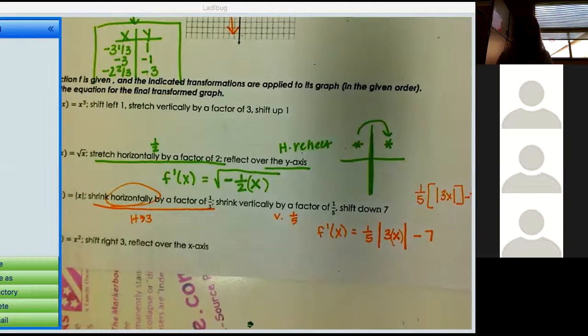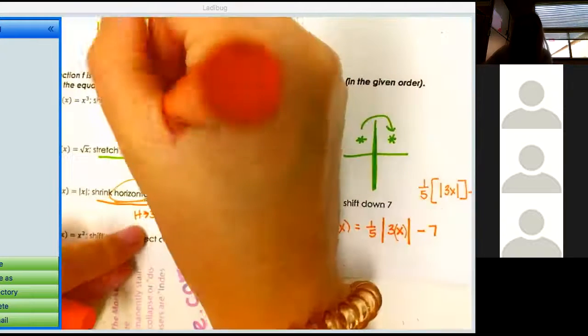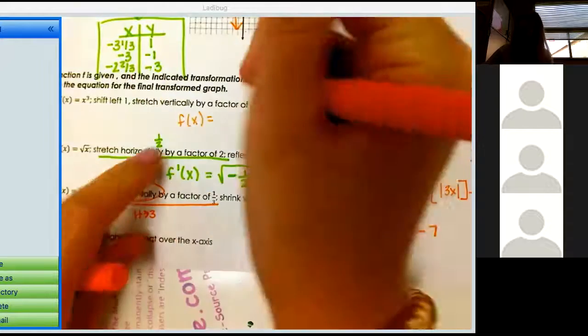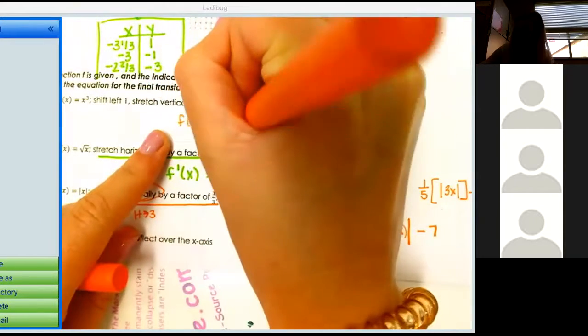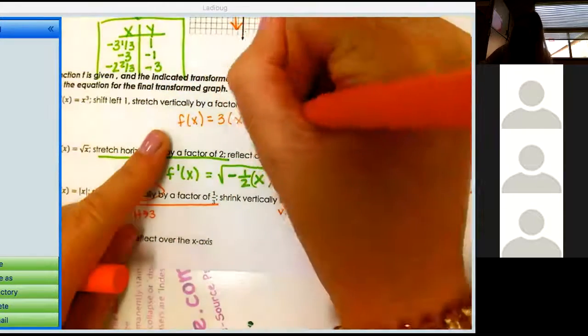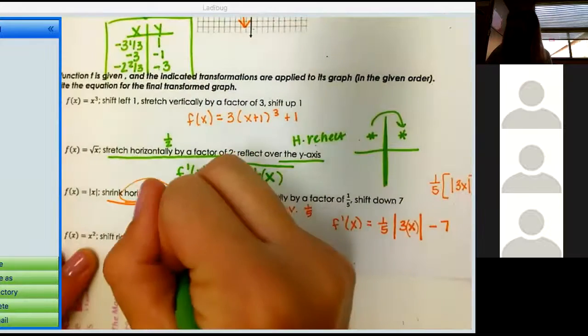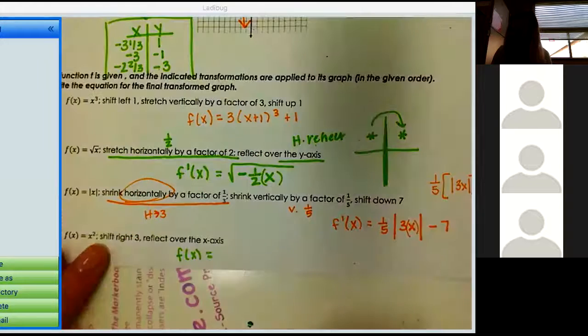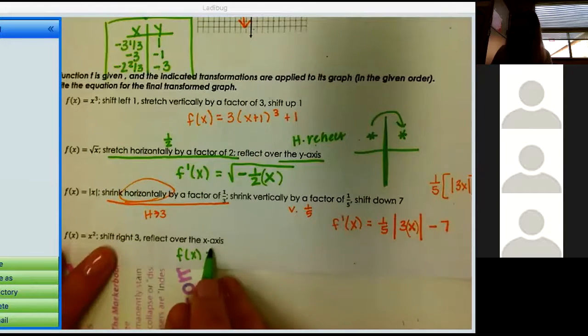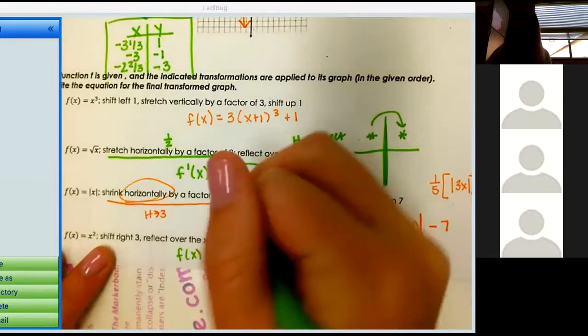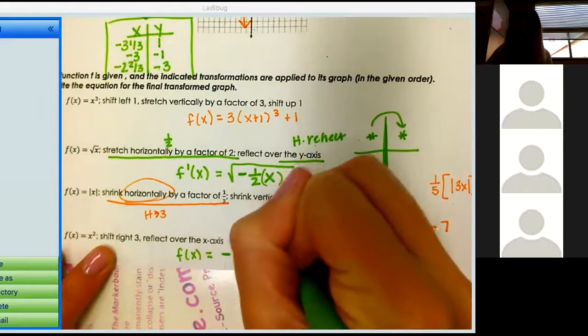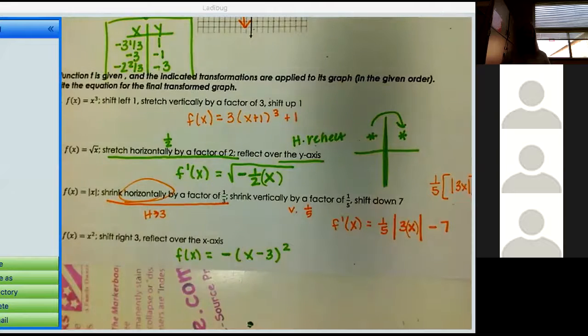All right, for number 3, did you guys get f of x equals 3x plus 1 cubed plus 1? Okay. And then for 6, did we get f of x equals, let's see, right 3, reflect over the x is vertical, so negative x minus 3 squared? Beautiful. What questions do you have for me before we work on the test review?